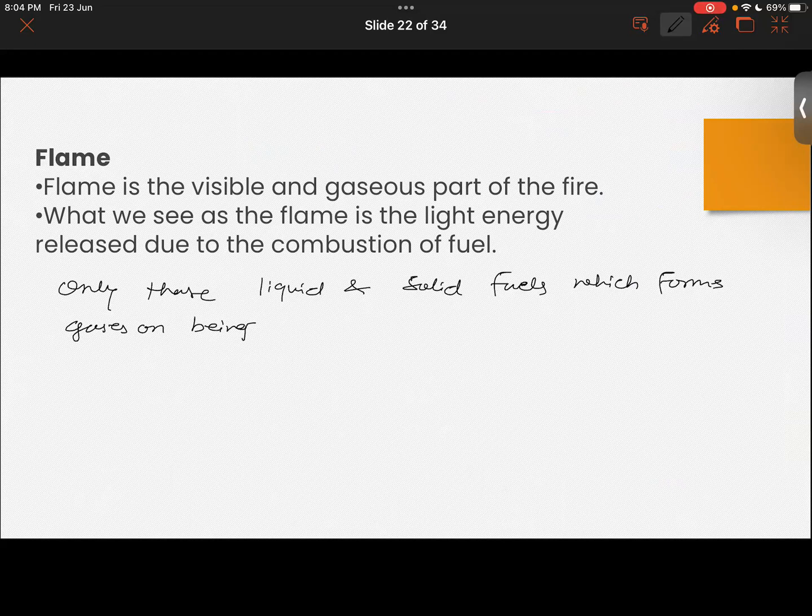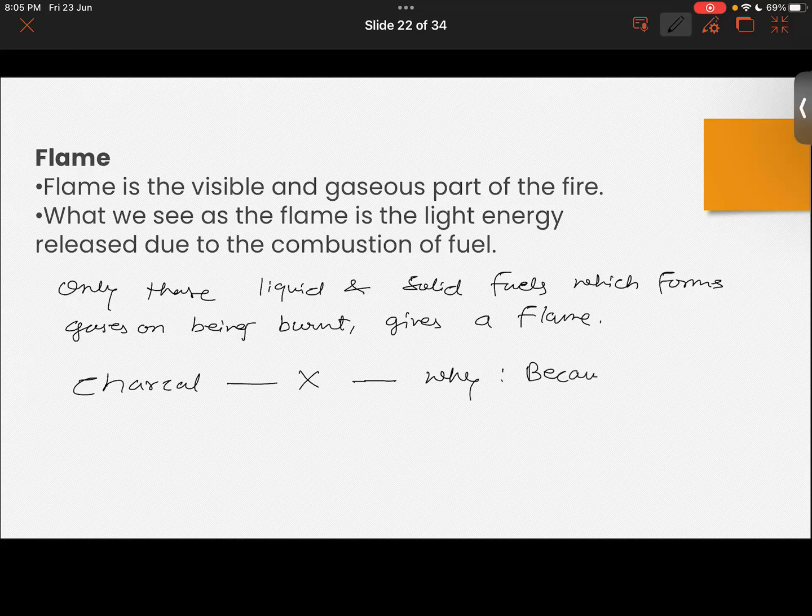So only those liquid and solid fuels which form gases on being burned give a flame. Right? So remember this thing. A charcoal will not give flame. Why? Because it does not vaporize.